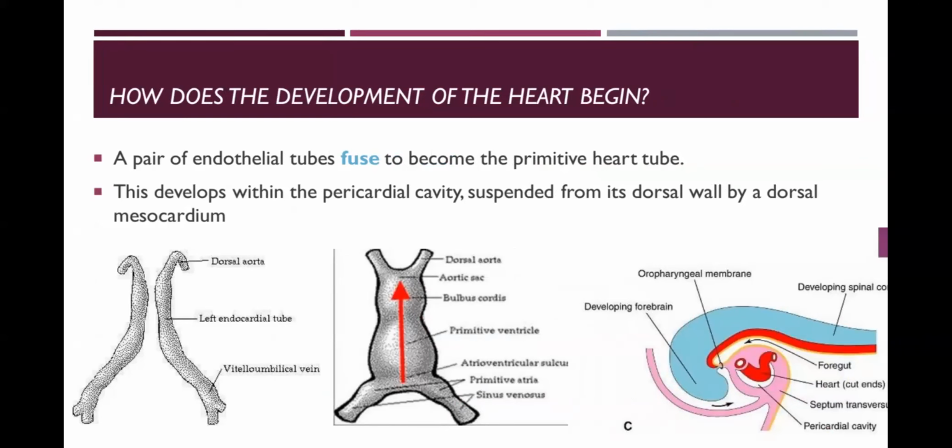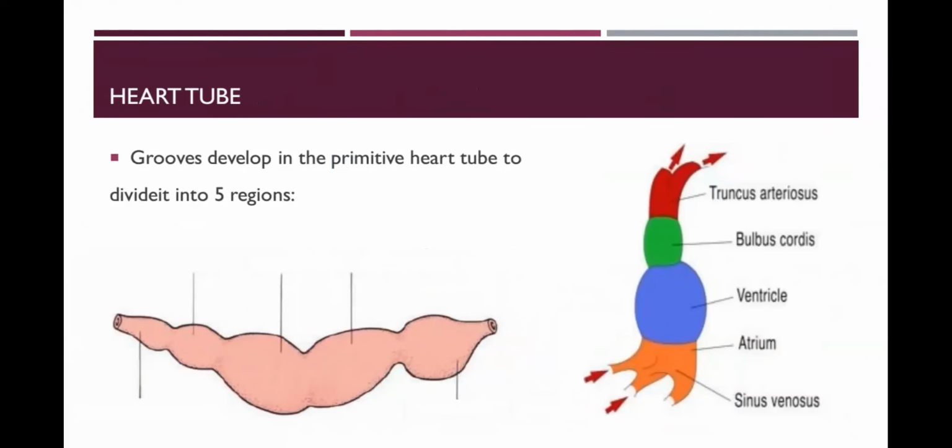A pair of endothelial tubes fuse to become a primitive heart tube. This develops within the pericardial cavity, suspended from the dorsal wall by a dorsal mesocardium. Then grooves develop in the primitive heart tube to divide it into 5 regions: truncus arteriosus, bulbus cordis, ventricle, atrium, and sinus venosus.